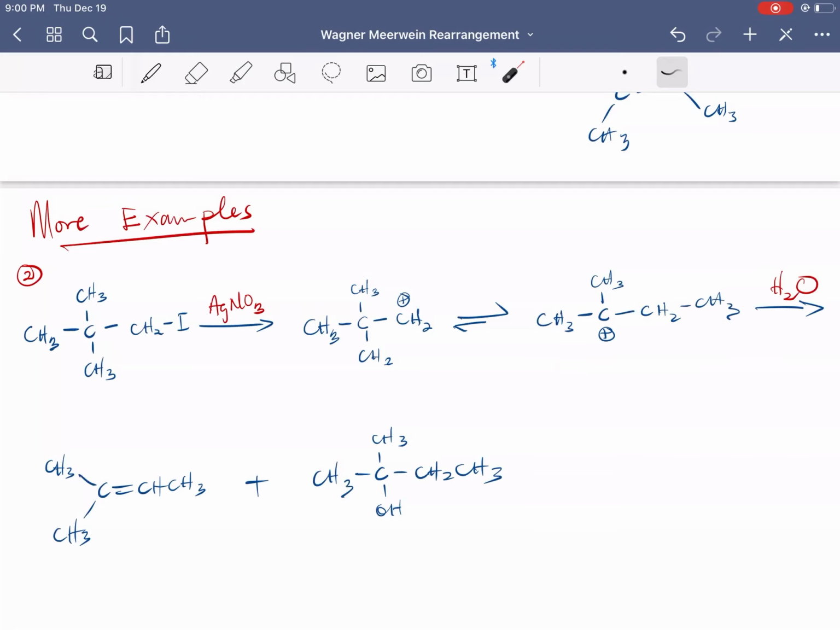If the oxygen attacks this carbon there, we form this product here, which is the hydration product. If the oxygen abstracts a proton here, the electrons are delocalized here, we form this product there, which is the dehalogenation product.